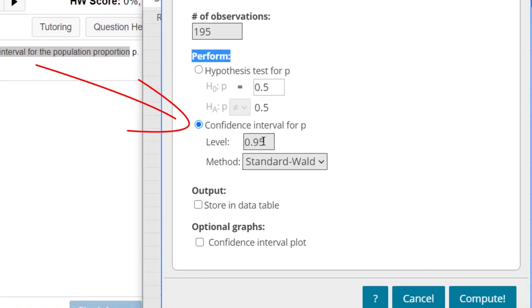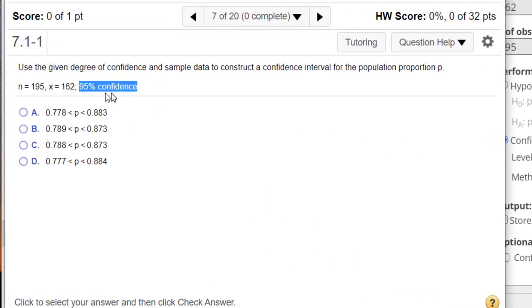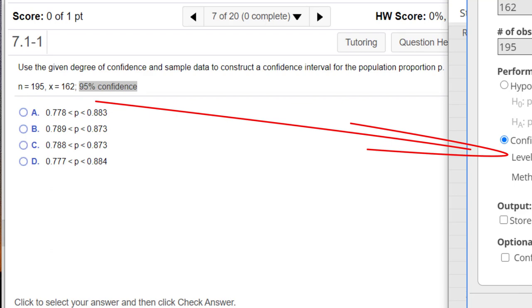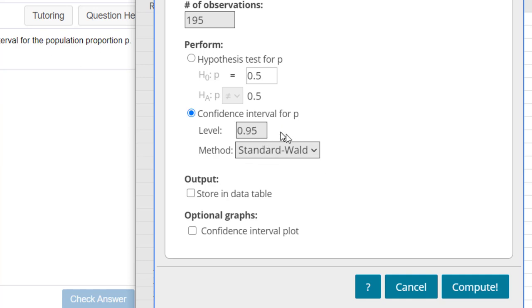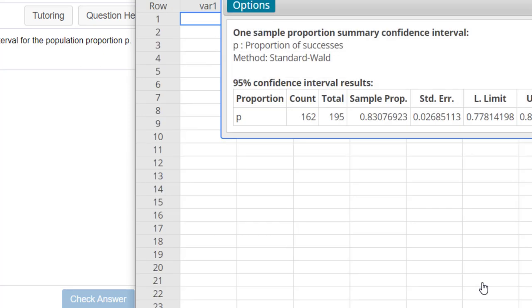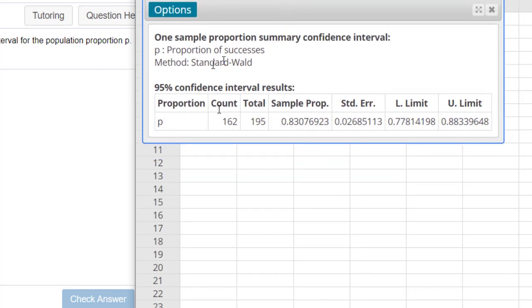Now, we want to pick 0.95 as our confidence level. It tells you right here in the original problem that we want a 95% confidence interval, so that's where we're going to put our 95%. Definitely make sure you change it to a decimal before you enter it in. You don't have to change anything else or put anything else down here. Just hit Compute, and then you'll have an output right here where you have your summary.